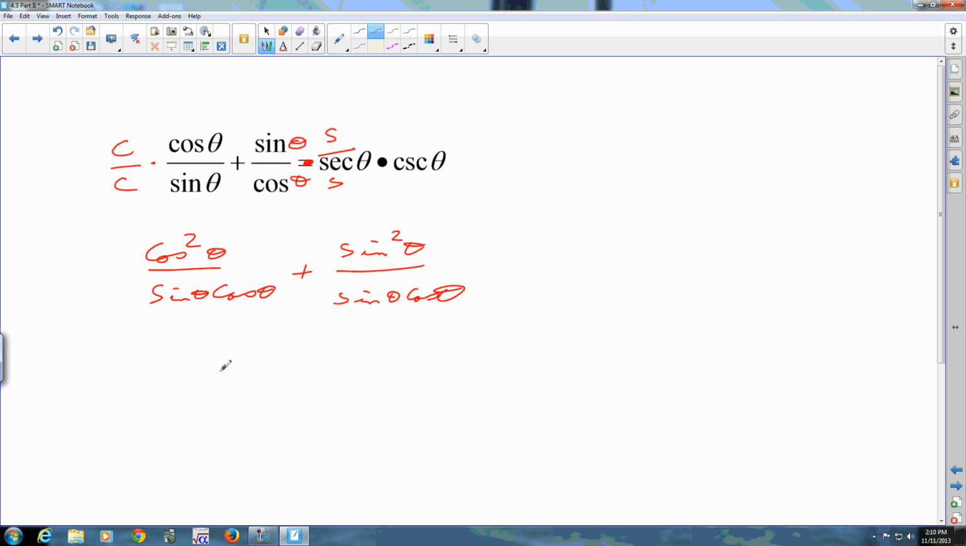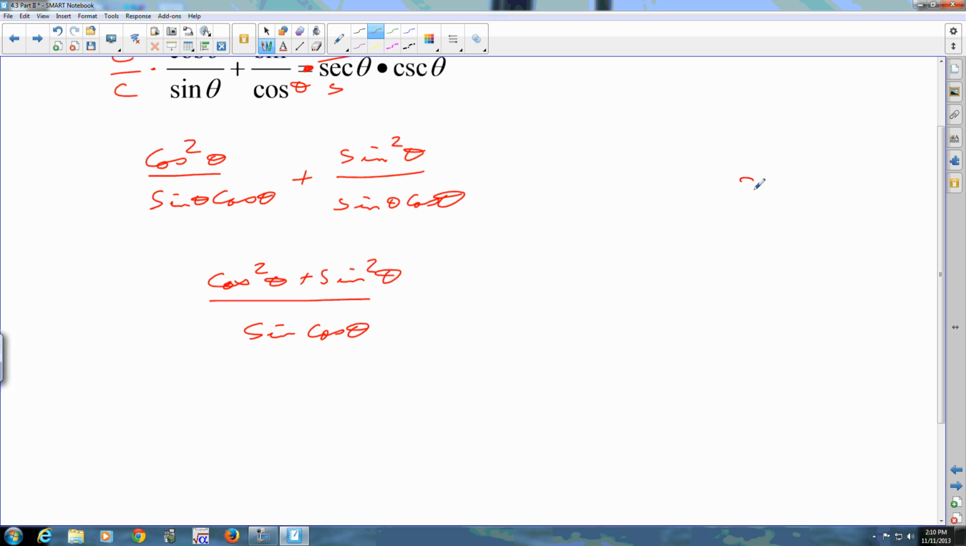Denominators are the same. Take care of business on top. Cosine squared theta plus sine squared theta over sine cosine. The top, that's the Pythagorean identity. Sine squared plus cosine squared is 1. Cosine squared plus sine squared is the same thing, so it's equal to 1. So the top is 1, sine theta times cosine theta.